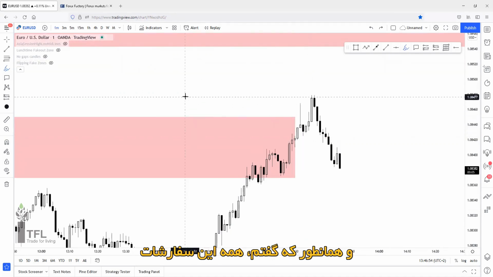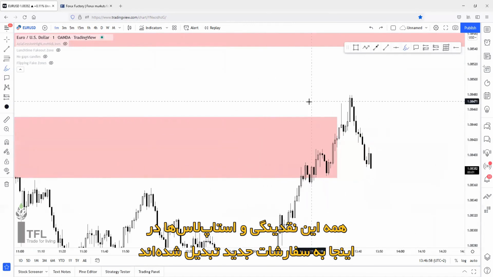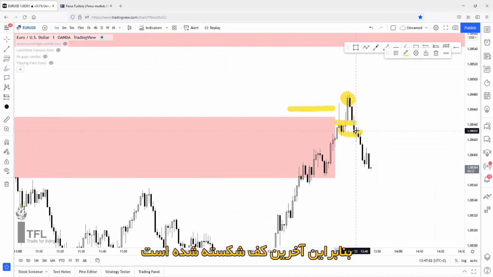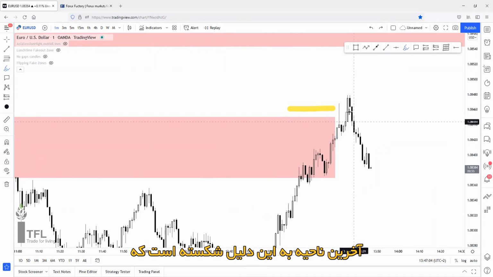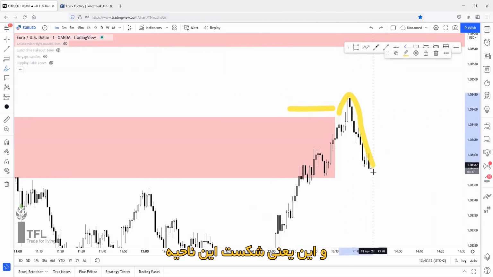And as I said, all of these orders, all of these liquidity orders, all of these stop losses have been converted into new orders right here. So the last recent zone has been broken, because these fresh and newly placed orders are stronger than the small 1-minute demand zone. This equals the break of this zone, right?